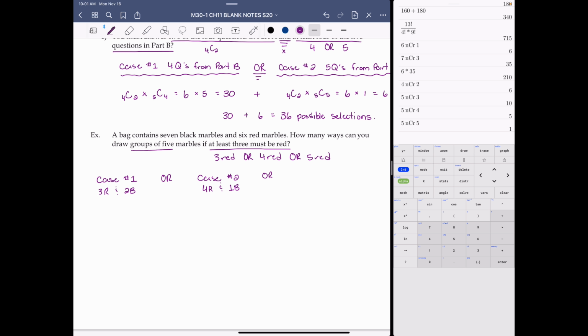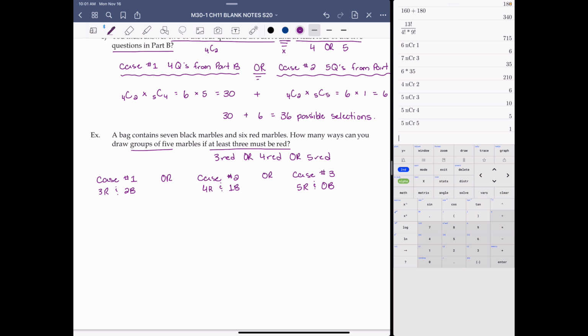Or case 3, we could have 5 red, which then we would have 0 black. Again, the order doesn't matter, so it's a combination. For case number 1, 3 red.